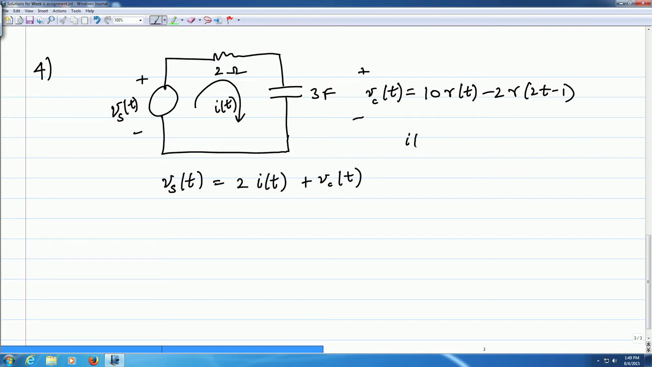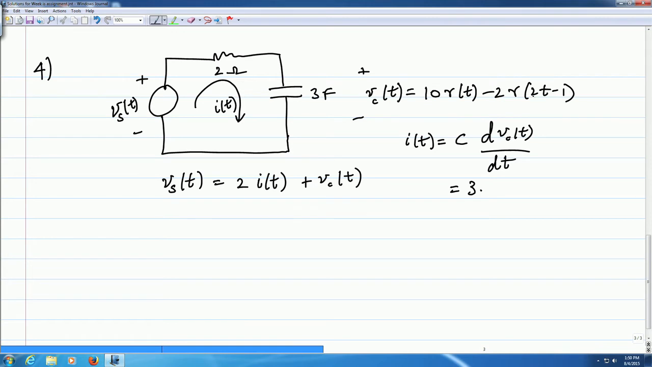Clearly I of t is going to be C times dVc of t by dt. And the C is 3 farad times dVc of t by dt. You simply have to differentiate this. Now, if you differentiate this, you know that the derivative of R of t is actually u of t, right. R of t is t times u of t, and if you differentiate it, you simply get u of t.